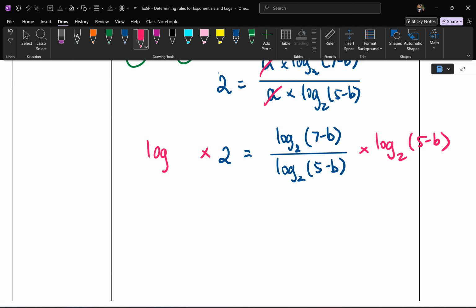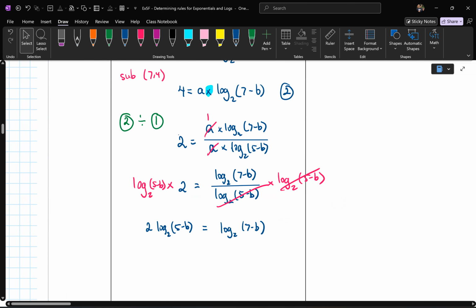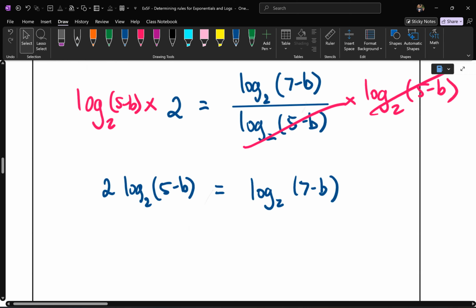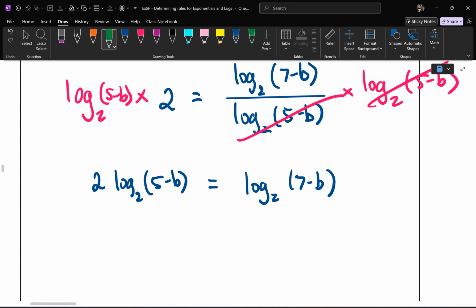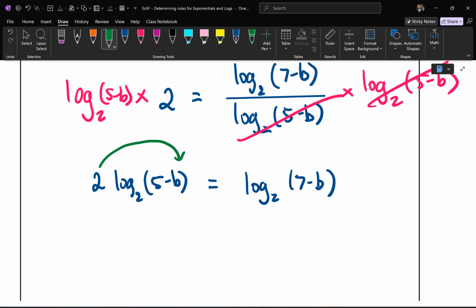Now, if I do that, it just removes each other out. You now get 2 times log 2 of 5 minus b is equal to log 2 of 7 minus b. There is one key step here that is very examinable that they usually do in exams. I can't solve this yet, but I can do one small thing that makes it possible to solve from here. Very good. Move the 2 as a power. That's log rule number 3. Log rule number 3 is a very typical exam technique that they always do.